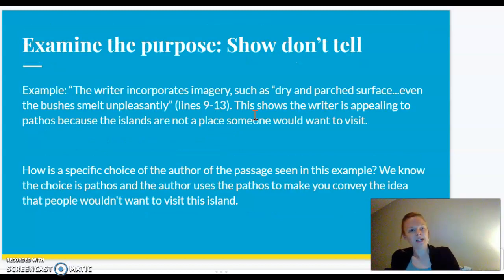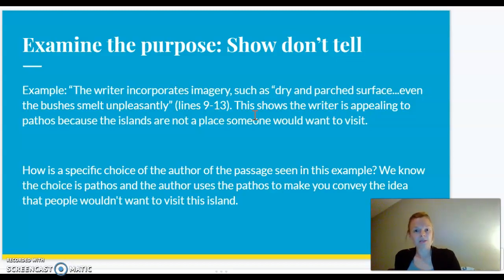The second one, sorry, examine the purpose: show, don't tell. I am sure you've heard that from a lot of English teachers. I think we all want to say, oh, here's a quote. Okay, well, that's great. You've shown me that awesome quote, but you never just want to be explaining something in a very general way. You should show what the writer is doing. So for example, in this quote, this is from a student example once again.